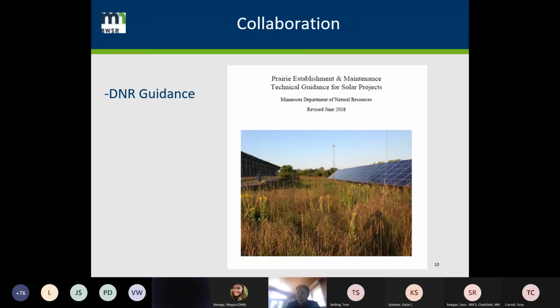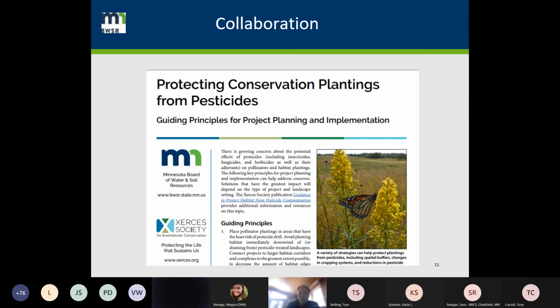With our guidance and our standard, the DNR solar technical guidance plays a really important role in providing a standard of how to establish habitat on these sites. So we refer solar developers who are starting projects to this information. We've worked with the Xerces Society on guidance on how to protect conservation plantings from pesticides. This was actually developed before our solar work. It was developed for many of our conservation easements, but has been a useful resource for solar projects as well, since many of them are located next to agricultural landscapes.